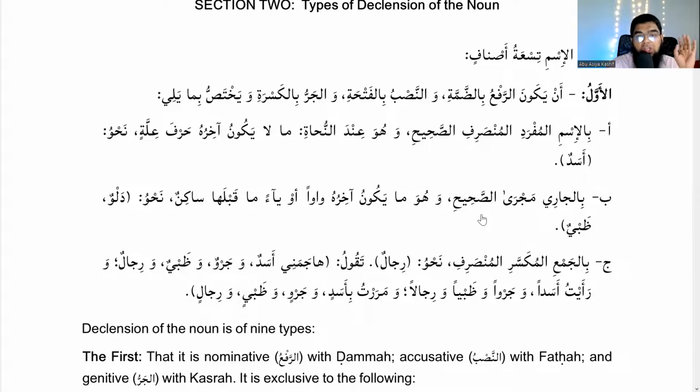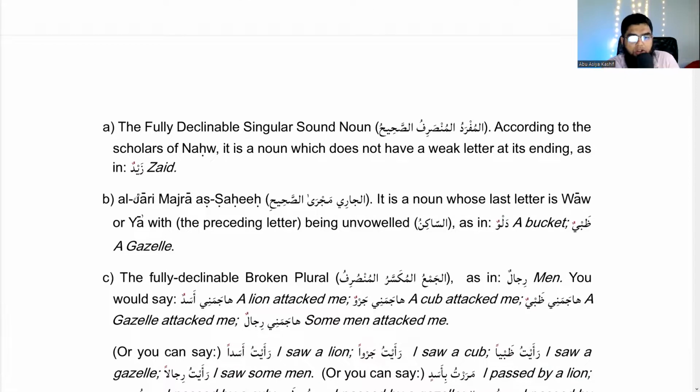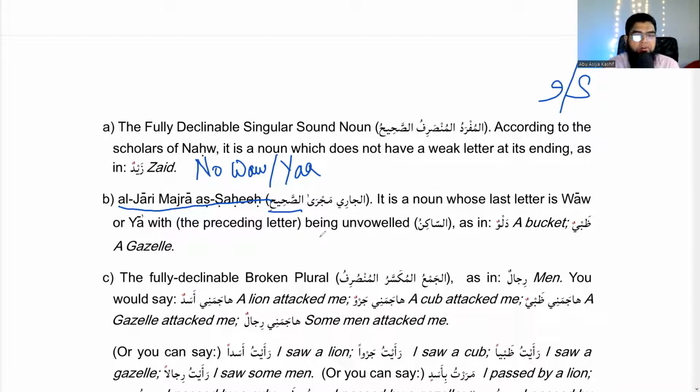The second one is bil-jari majra as-sahih, wa huwa ma yakunu akhiruhu waw aw ya' ma qablaha sakin, nahwu dalwun, dhabyun. Now there's another type of word called al-jari majra as-sahih. We said the first condition is that there should be no waw or ya at the end. But al-jari majra as-sahih is one which runs in the path of sahih. It has a waw or ya at the end, but it is similar to sahih, not a weak word. It is a noun whose last letter is waw or ya with a sukoon before it. For example, dalwun.